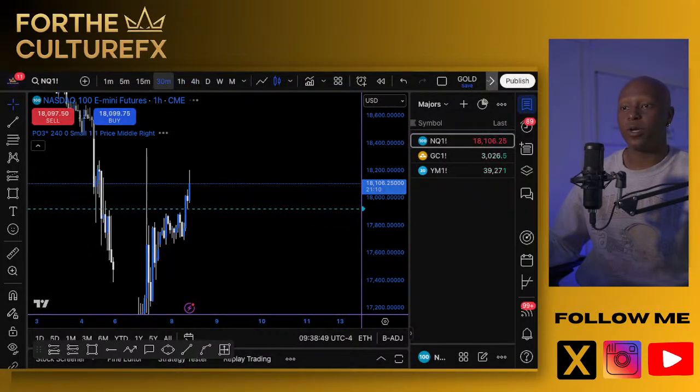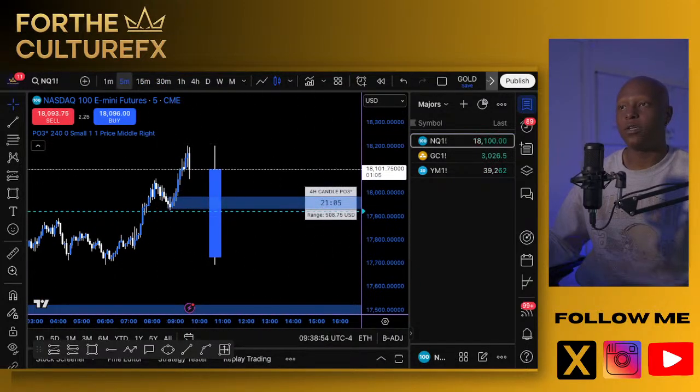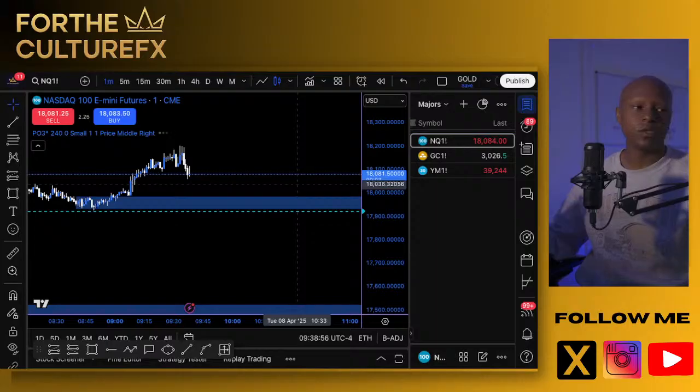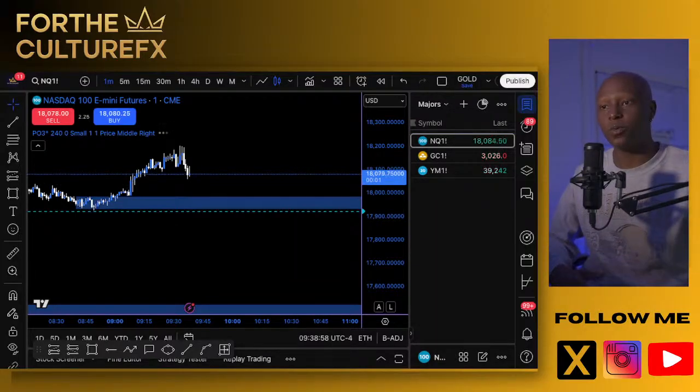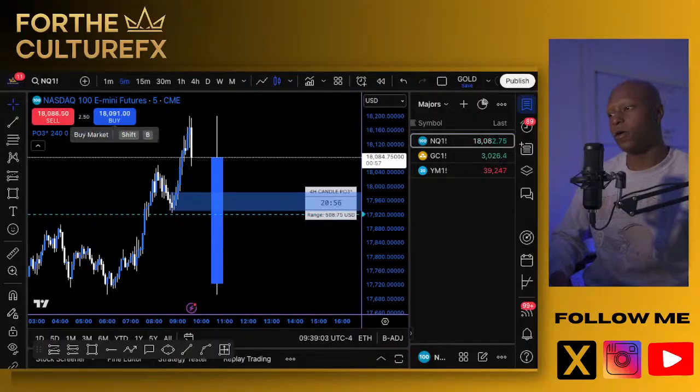That's what I'm anticipating, coming off of what the market structure is showing me here early on into this New York session. And this was also sent out in the daily outlook that we would be looking for possible buy positions here on NQ.